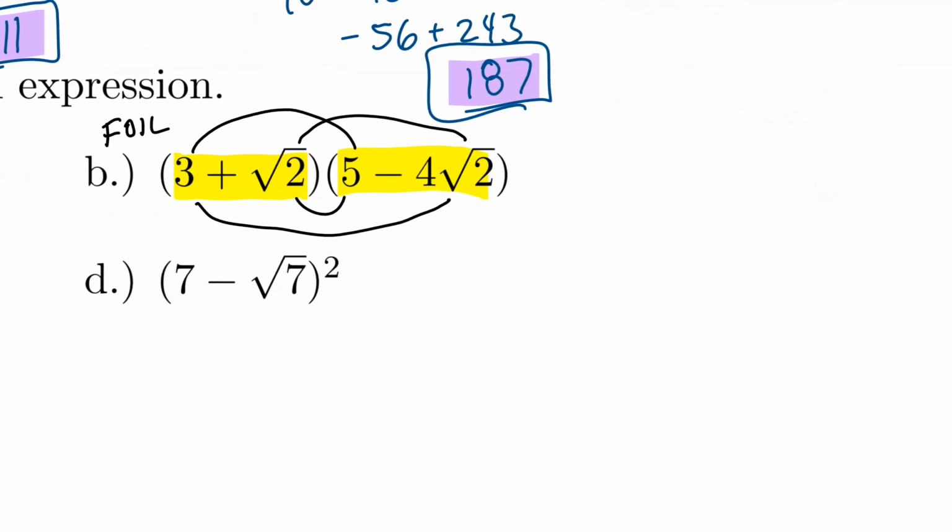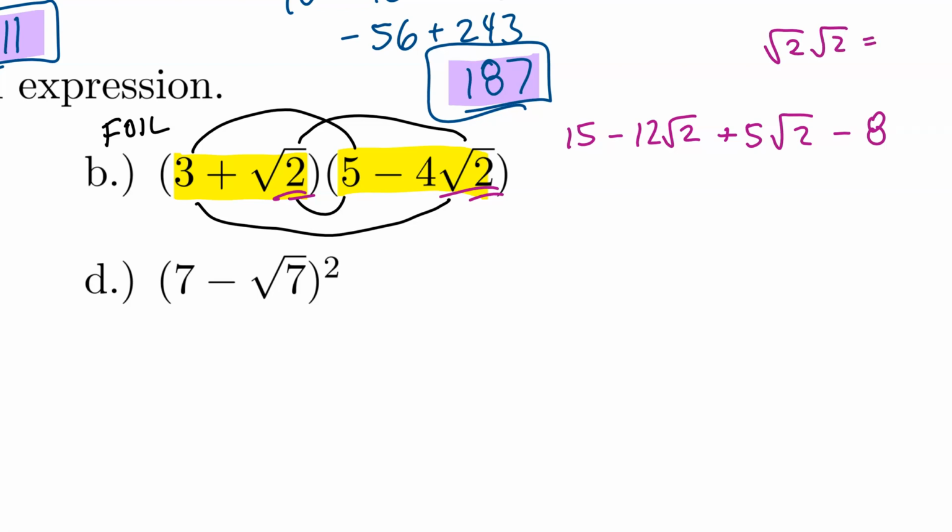Let me give myself some room off to the side here. 3 times 5 is 15. 3 times 4 is 12 square roots of 2. Square root of 2 times 5 is 5 square roots of 2. And the square root of 2 times 4 square roots of 2 becomes minus 8, because the square root of 2 times itself equals 2.